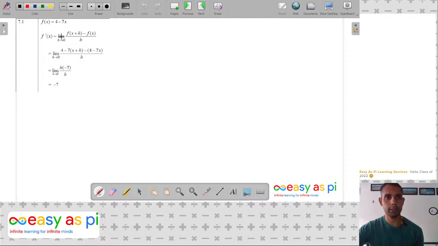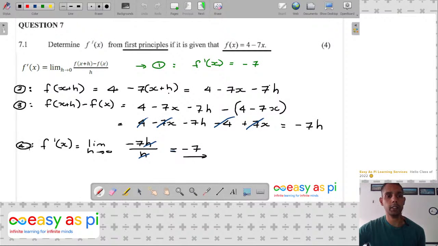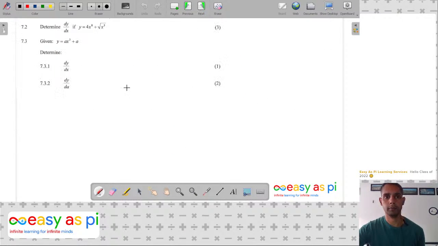Okay, and I put the answer here. So 4 minus 7x is f dash at x. You can see they put the definition. They've done it all in one shot or one step. What I would recommend is do it in this way because it minimizes the odds of making a mistake. Okay, so 7.2, right? Let's have a look.